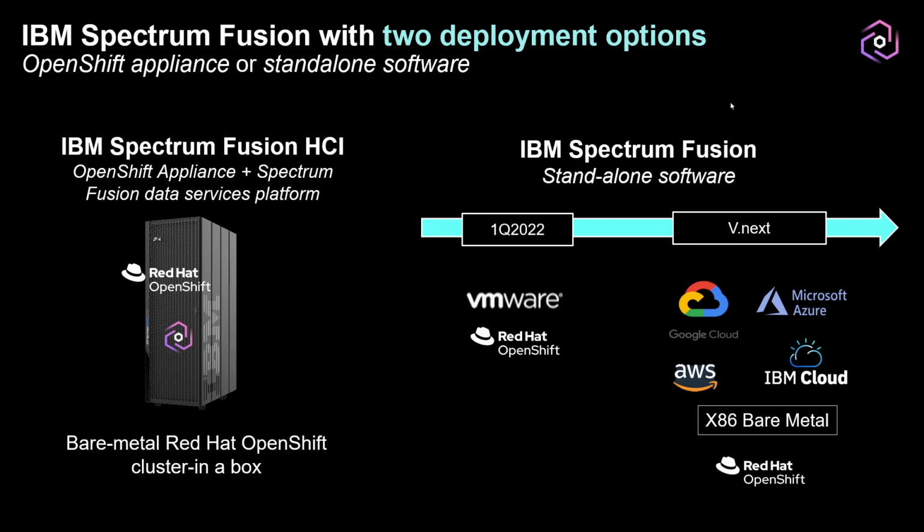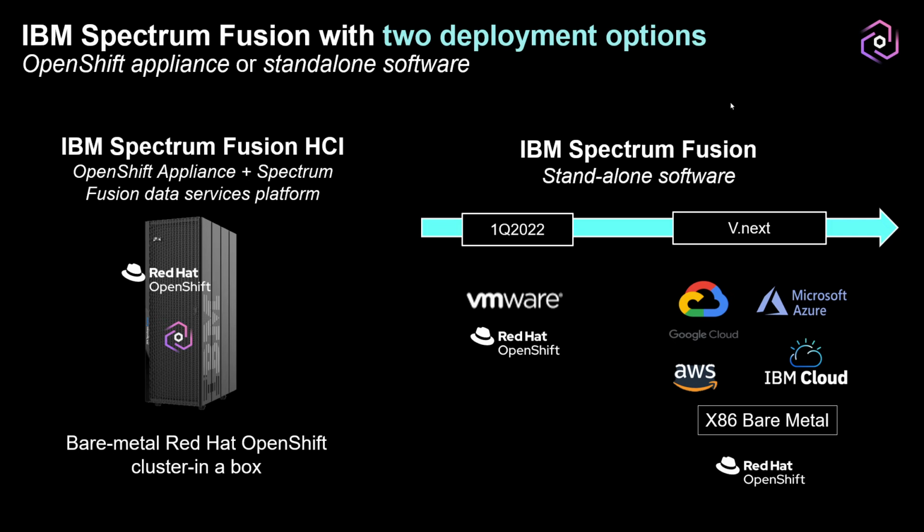Then we also have a software version of it, and the current release is for VMware. You can actually implement Spectrum Fusion along with the Red Hat OpenShift Kubernetes environment in a VMware environment.